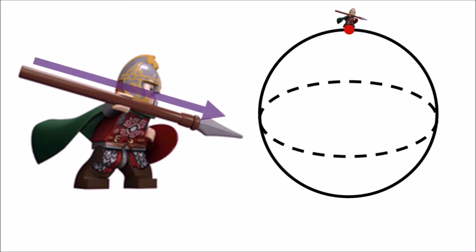Imagine you're at the red point holding a spear. The spear represents our vector. We want to transport the spear down to the blue point. To do this, we follow the path while holding the spear as straight as possible. As we walk, the spear will always point toward the horizon.